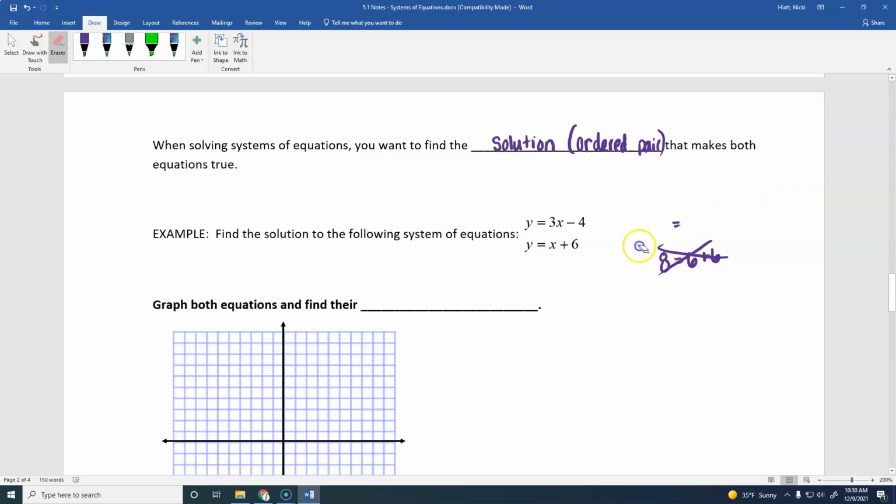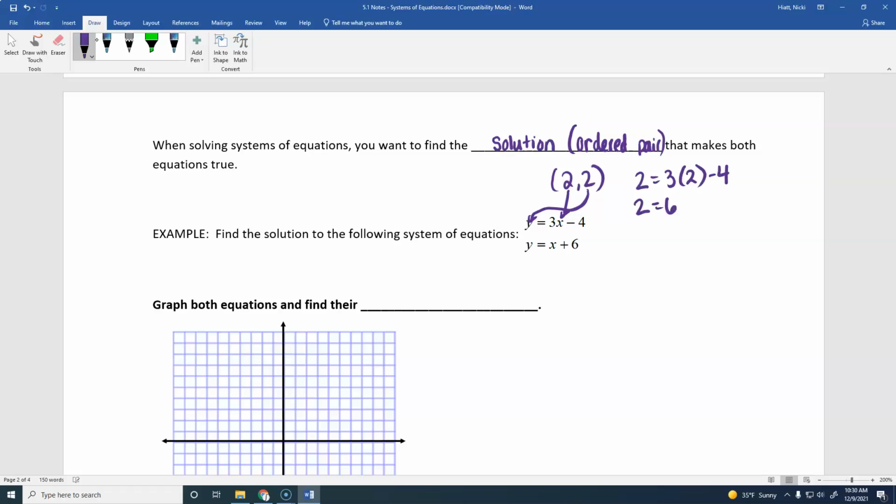All right, so Owen's telling me to try 2, 2. If I try 2, 2, I would plug in 2 over here for y, and I'd plug in 2 for my x. So 2 would equal 3 times 2 minus 4. So 2 would equal 6 minus 4. Is that true? It works here. Does it work on the bottom? 2 equals 2 plus 6. So 2 equals 8. That does not work. So 2, 2 worked on one of them.